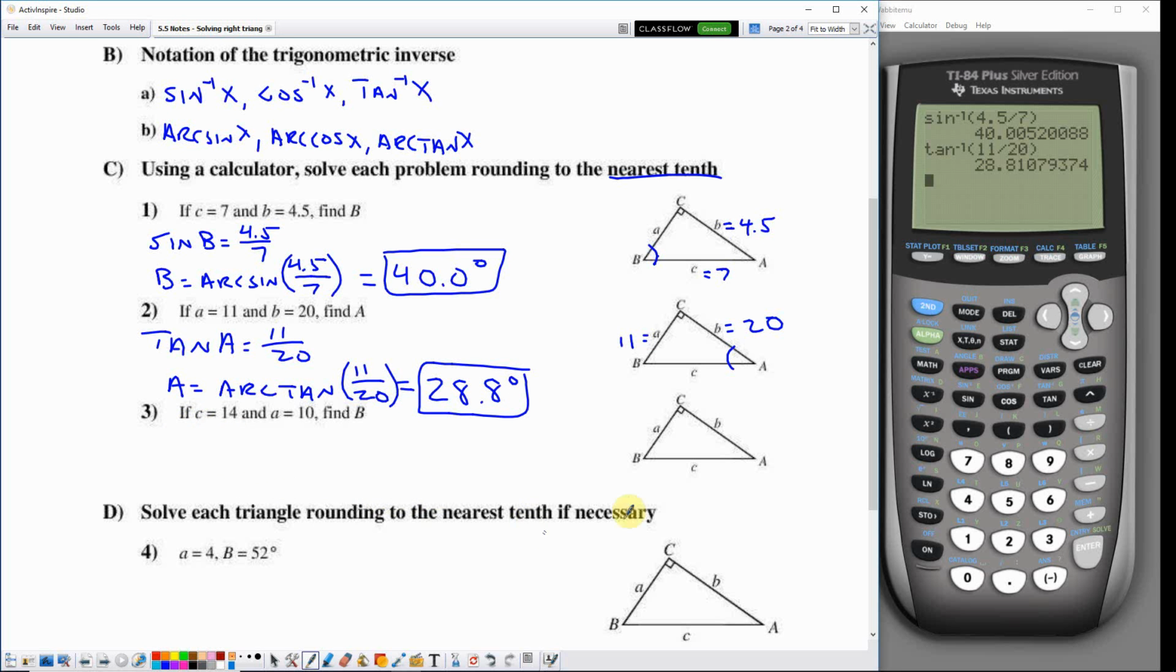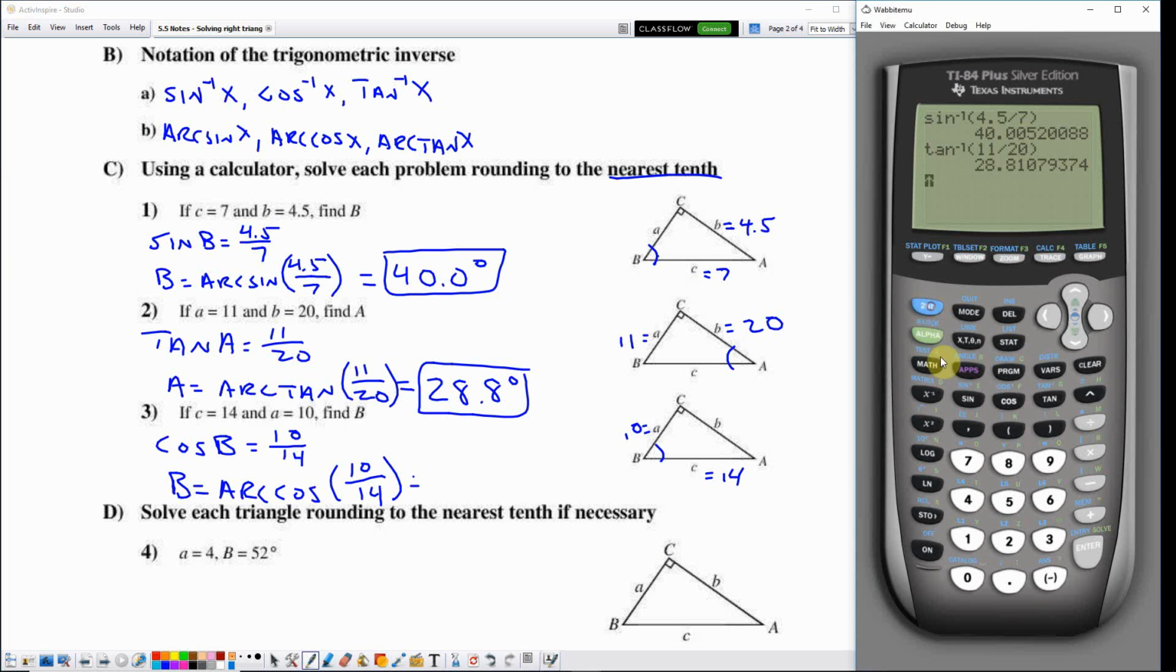And for number 3, C is 14, A is 10. Find the measure of angle B. So this time I've got the adjacent leg and the hypotenuse. That means we're going to use cosine. So cosine B equals the adjacent 10 over the hypotenuse 14. And once again, it's the angle that is the variable. So B is arc cosine 10 over 14. Second cosine, 10 divided by 14. 44.4 degrees.